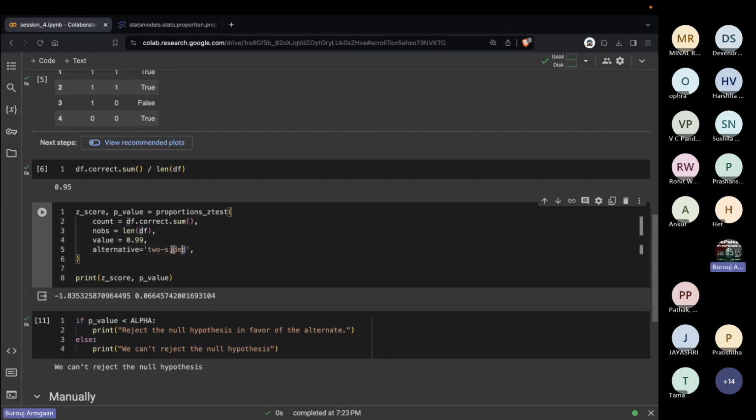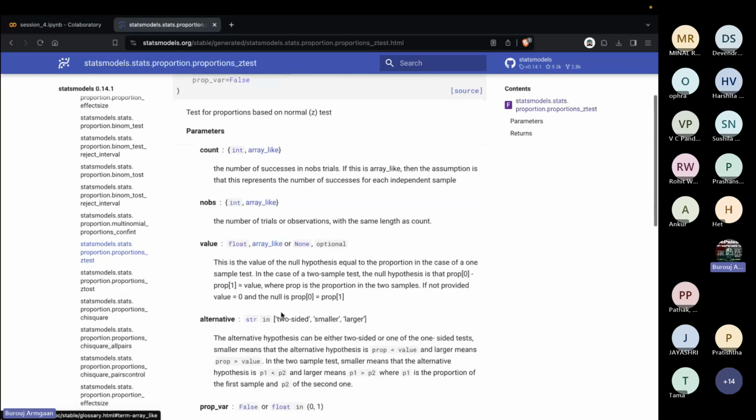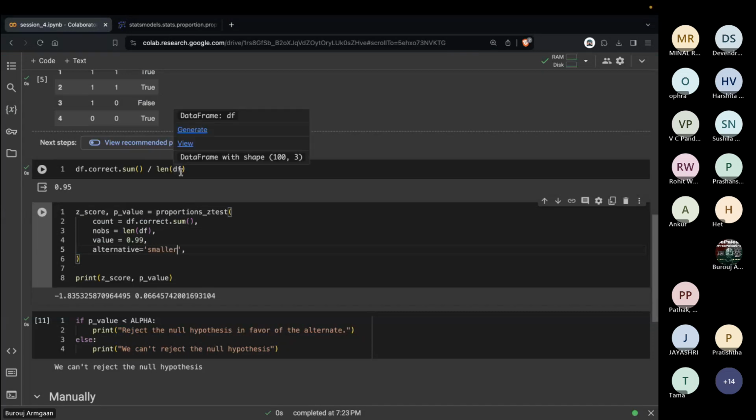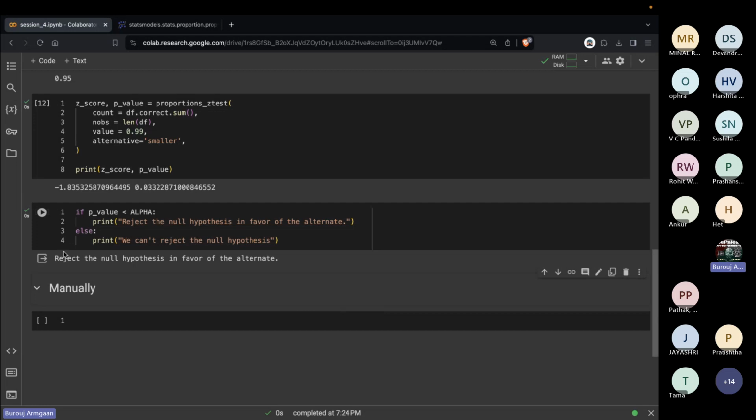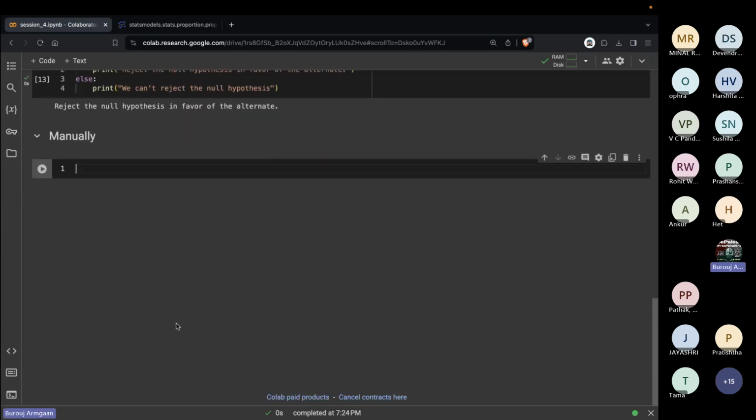So this will be singular, I believe. It says smaller, yeah, smaller. So it would just be half the value of two-sided because it just multiplies it by 2. And if we compare it with this, yeah, this time we can reject it because we are below alpha. So take 15 minutes, try to do it manually. You can refer to your lecture slides.